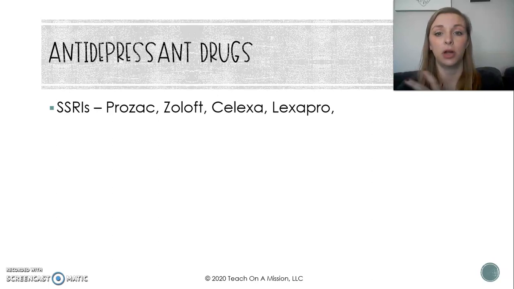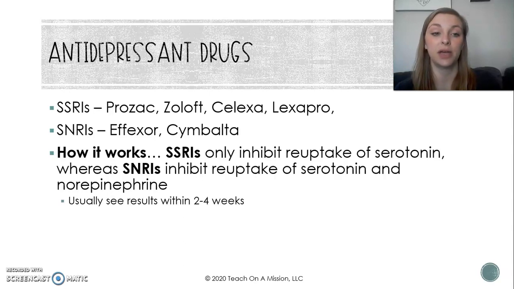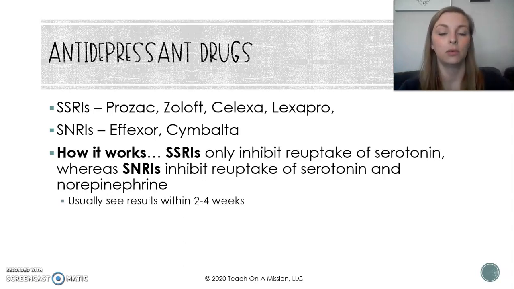Antidepressant drugs, there are a couple different types, SSRIs, Prozac, Zoloft, Celexa, and Lexapro, and SNRIs, which is Effexor and Cymbalta. And so SSRIs are inhibiting the reuptake of serotonin. Okay, so remember, depression is caused by a lack of serotonin in the brain. And so we want more serotonin. And so what SSRIs do is they block the reuptake of serotonin. And that leaves that serotonin in the synapse to be absorbed again.